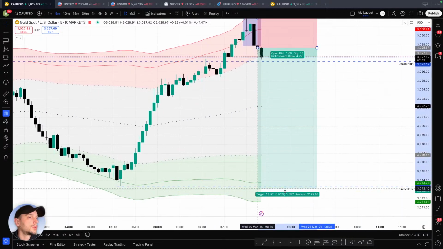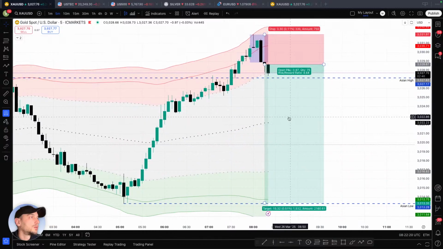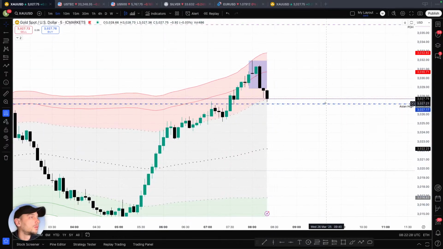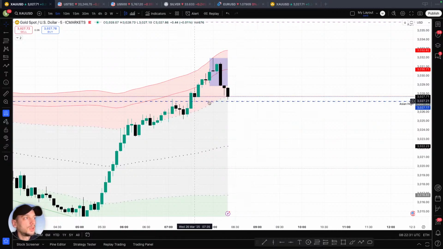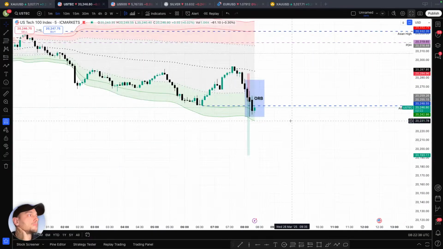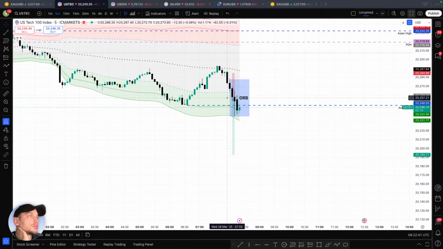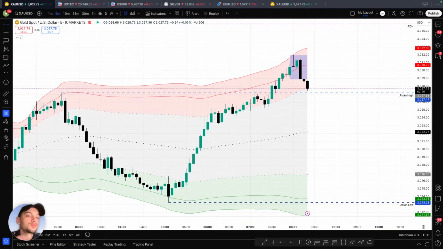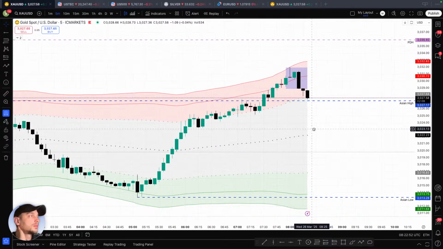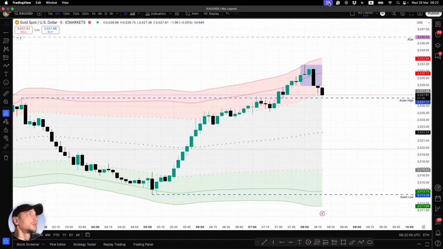There's a lot of room down here. I'll be pissed if this keeps falling. But I think this is our support. Let's see how it's gonna react from the Asia high. Meanwhile, Nasdaq is in range. All right, I'm gonna let this play out, and I'll be back in 5.